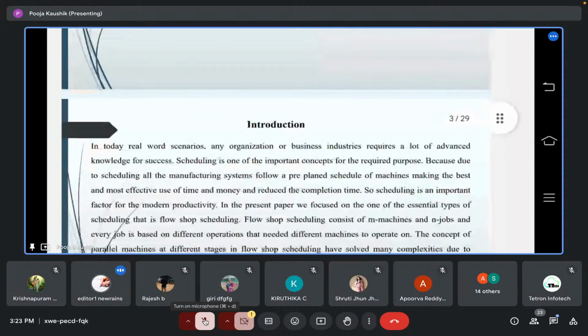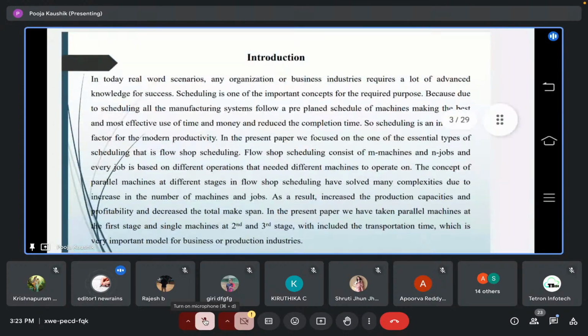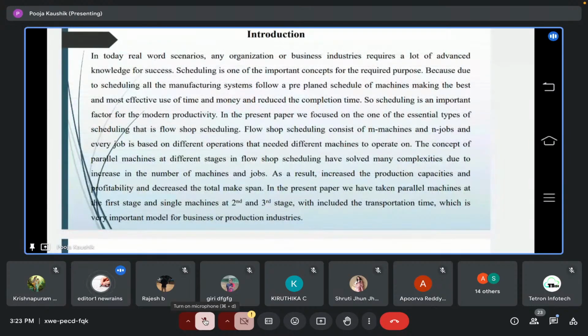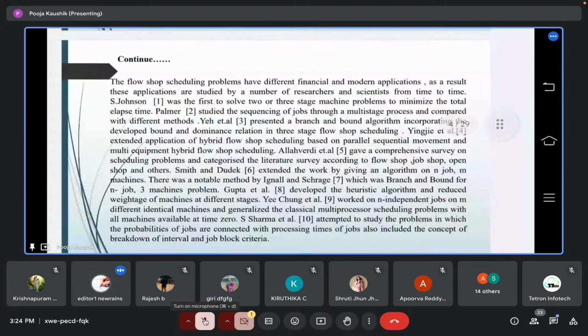So in today's real world scenario, any organization or business industry requires a lot of advanced knowledge for success. Scheduling is one of the important concepts for this purpose. To find the minimum time in which jobs can be completed with minimum resources, I am finding an exact method which can tell us the minimum makespan, and it can tell us the order in which the jobs can be scheduled. So here is the literature review I have done.